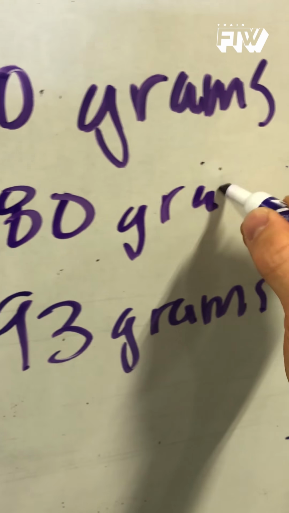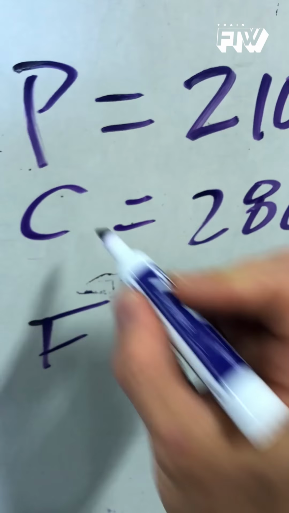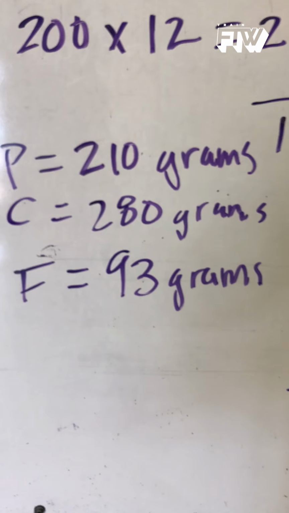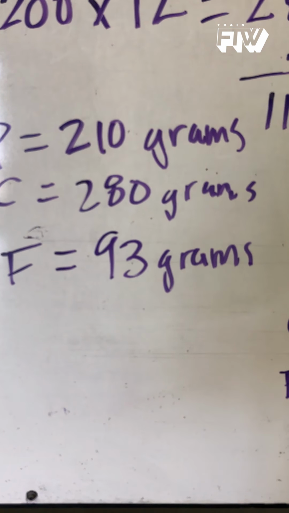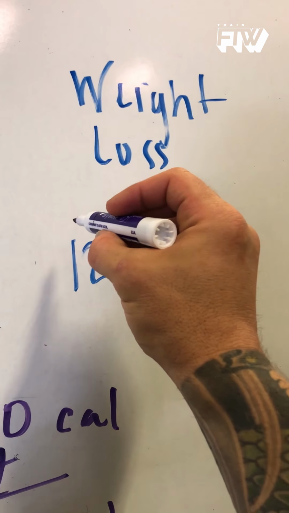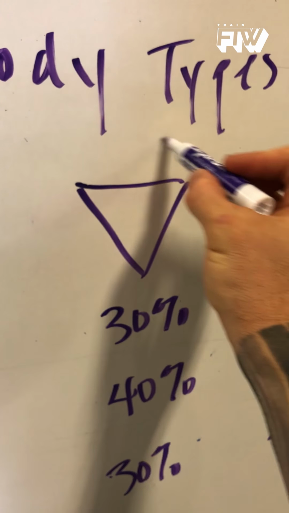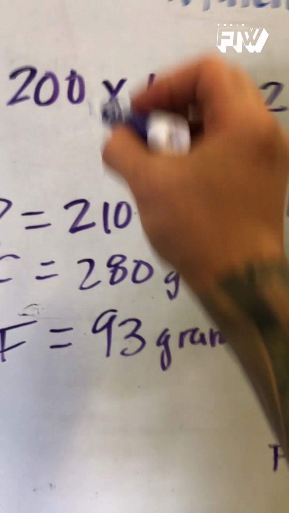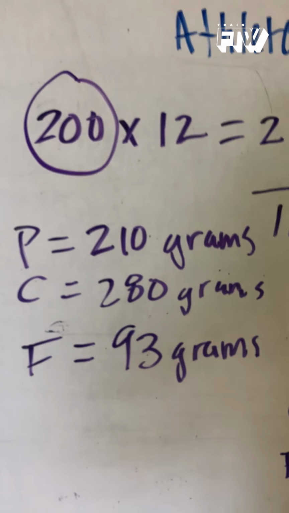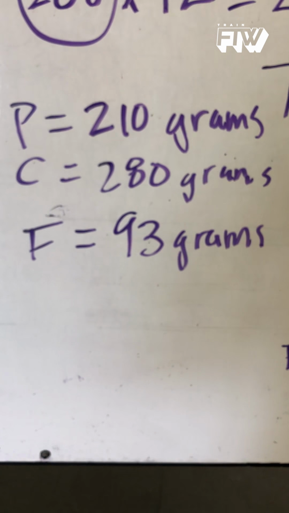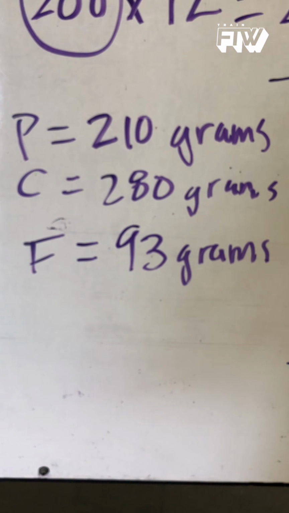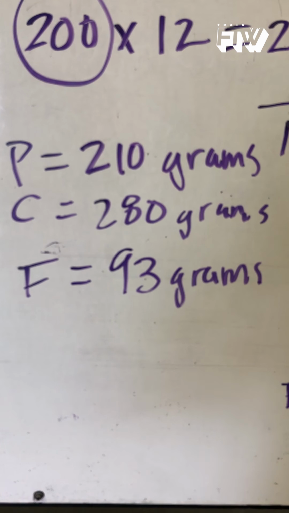280 grams of carbs. Okay, there's my prescription, there's my macros, and this is for somebody that's using 12 because they want to lose weight and they're shaped like a triangle. Oh, and of course, they weigh 200 pounds. How many? 210 grams of protein, 280 grams of carbs, and 93 grams of fat. Okay? So hopefully that information is helpful to you.